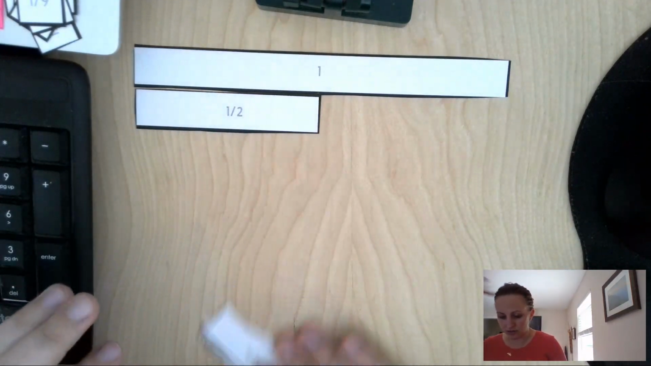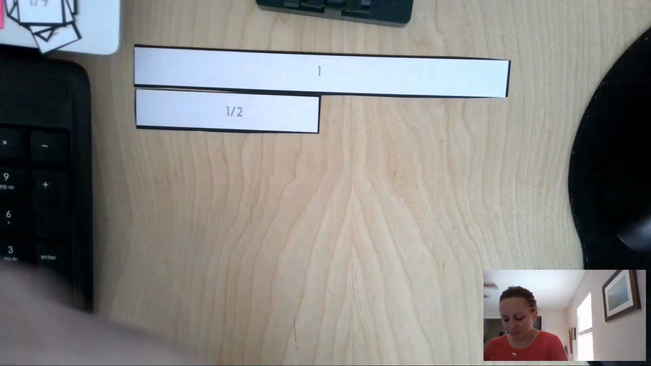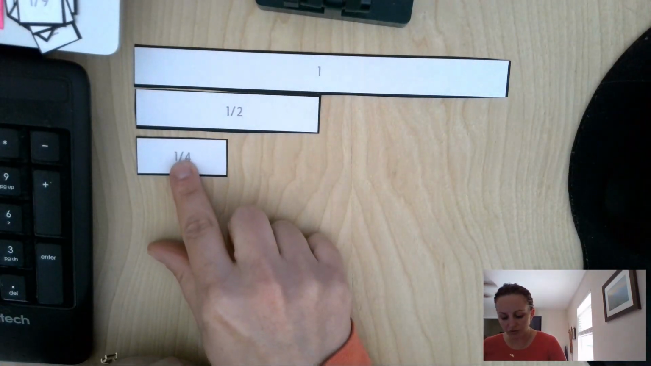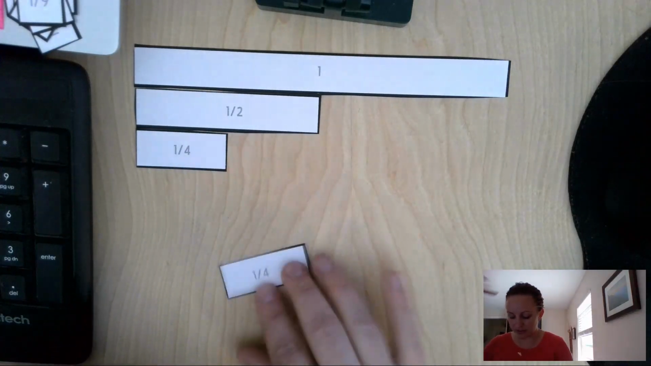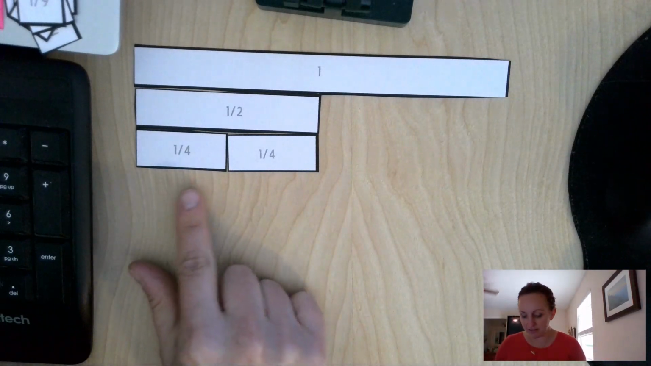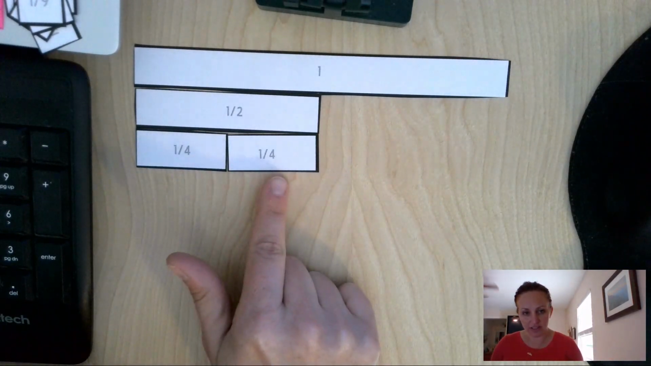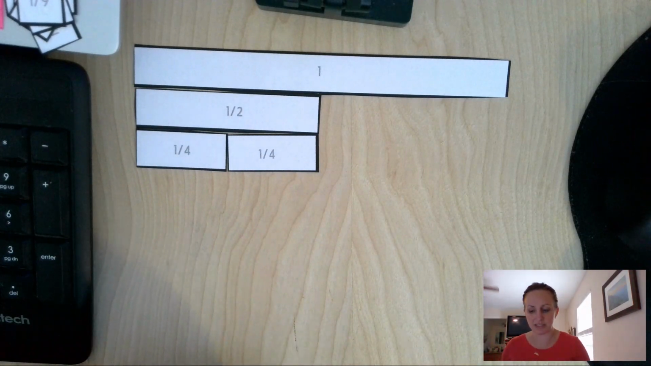So I'm going to put those away, and I'm going to grab my fourths. Here's 1/4. Still not enough. Let's see. Oh, an upside down fourth. I guess it doesn't really matter. There's 2/4. Look, 2/4 is the same as 1/2. I'm going to leave those fourths there since that's the same.